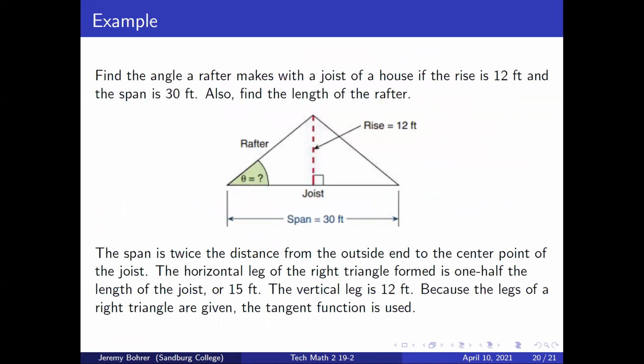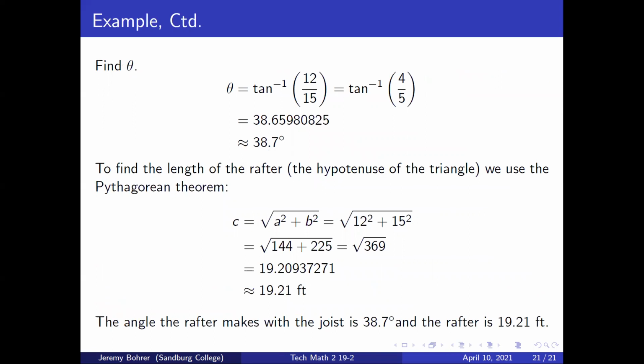Find the angle a rafter makes with a joist of a house if the rise is 12 feet and the span is 30 feet. Also find the length of the rafter. The span is twice the distance from the outside end to the center point of the joist. The horizontal leg of the right triangle formed is 1/2 of the length of the joist, or 15 feet. The vertical leg is 12 feet. Because the legs of a right triangle are given, the tangent function is used. Find theta. Theta equals tan inverse of 12 over 15, which is tan inverse of 4/5, which is equal to about 38.7 degrees.